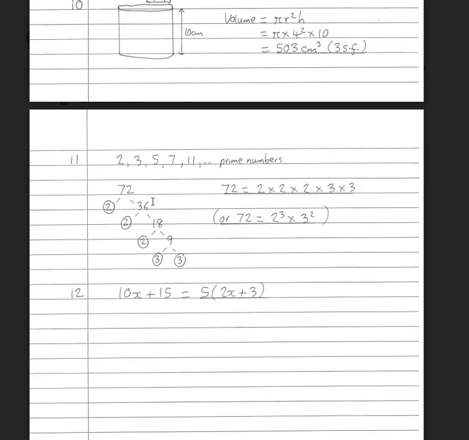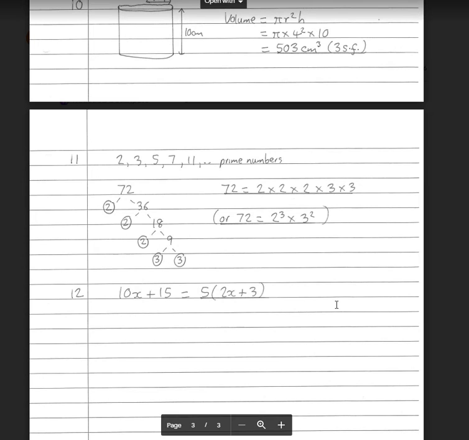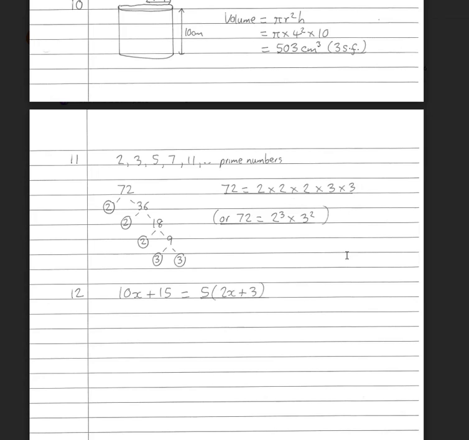So 72 is 2 times 36. 2 is a prime number, so he circled it, and then went on to 36 and split that into 2 times 18. 2 is a prime number, circle it, break down 18. 18 is 2 times 9. Circle the 2, break down the 9, and keep going until it's all prime numbers. So 72 is 2 times 2 times 2 times 3 times 3. Or you could write it as 2 cubed times 3 squared.